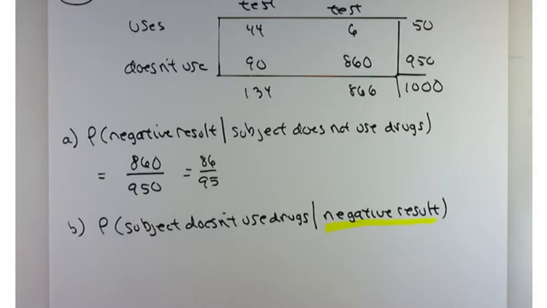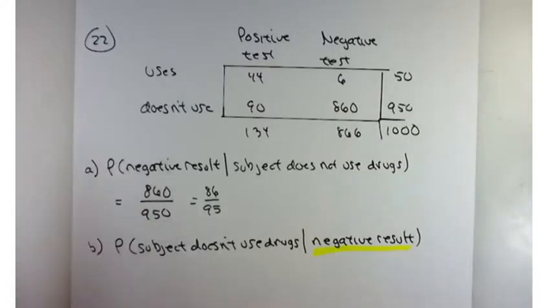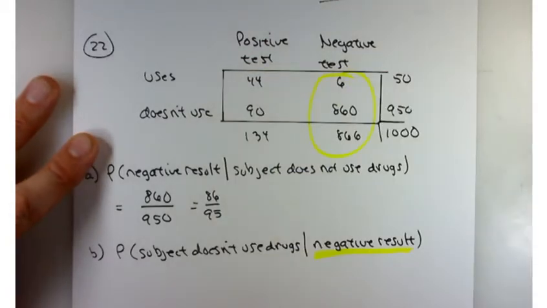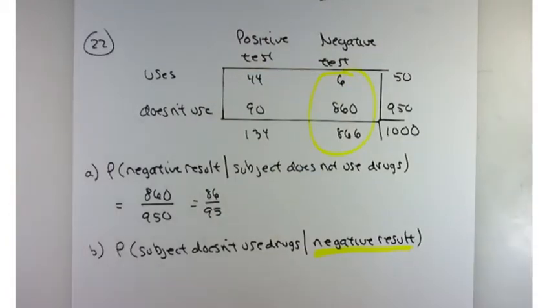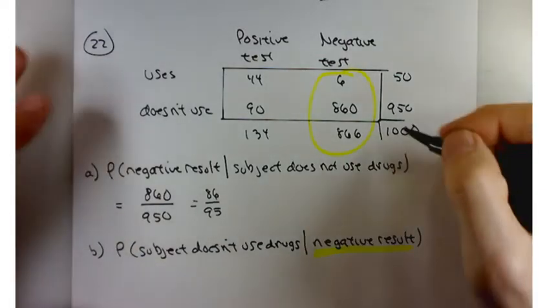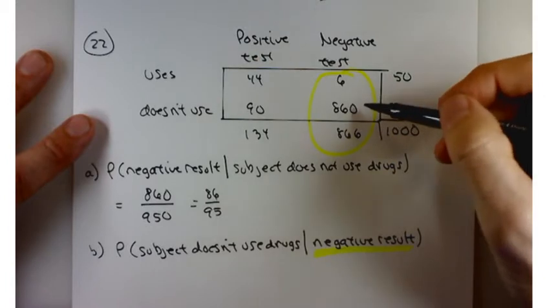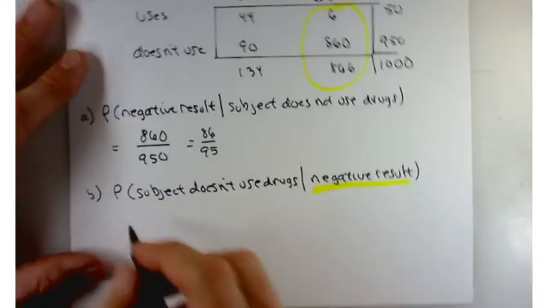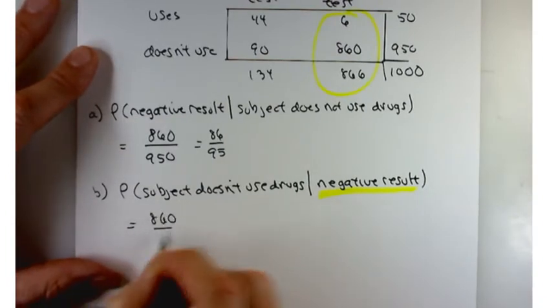Okay, so the problem is telling you you've got a negative result. So that means I can limit things a little bit. If I've got a negative result, it's telling me I'm right here on my table. So what's the probability that the subject doesn't use drugs given that they have a negative result? You've got 860 who don't use it out of the 866 that had a negative result. So 860 divided by 866.